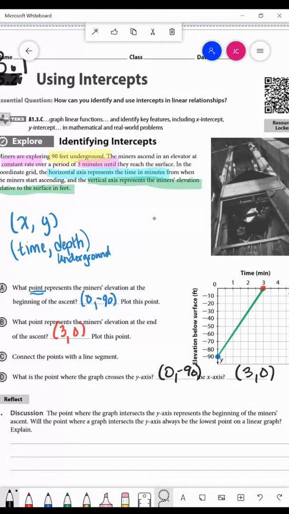What point represents the miner's elevation when they have ended their ascension? In other words, they have reached the surface. How much time did it go? Well, it took 3 minutes until they reached the surface, so they're at 3.